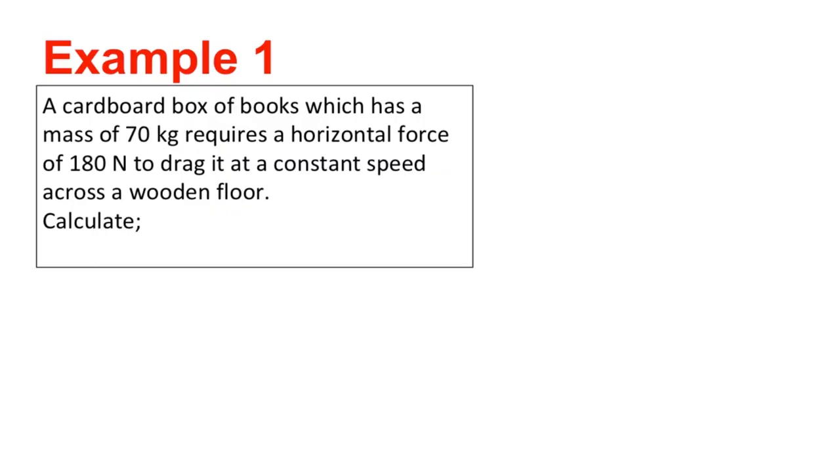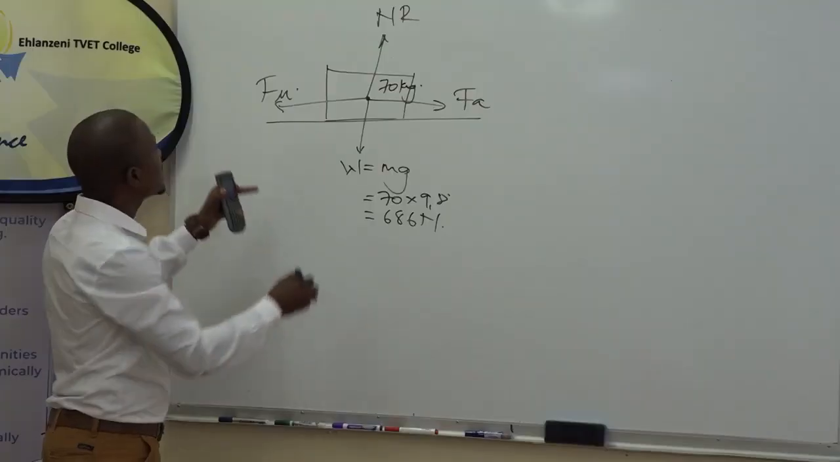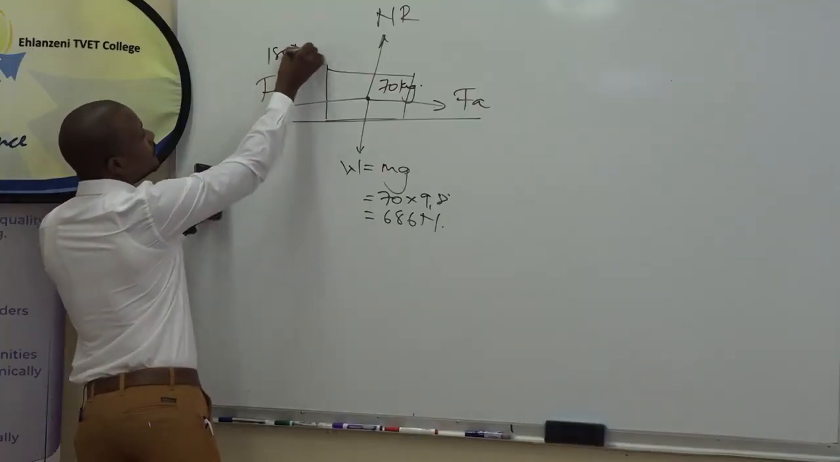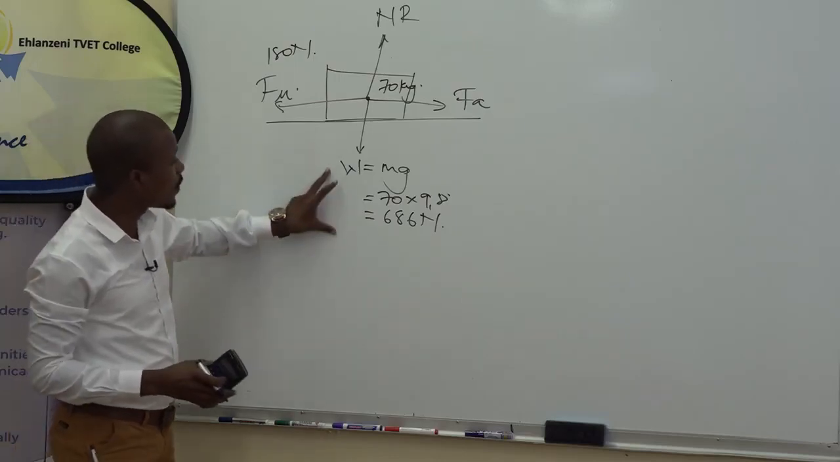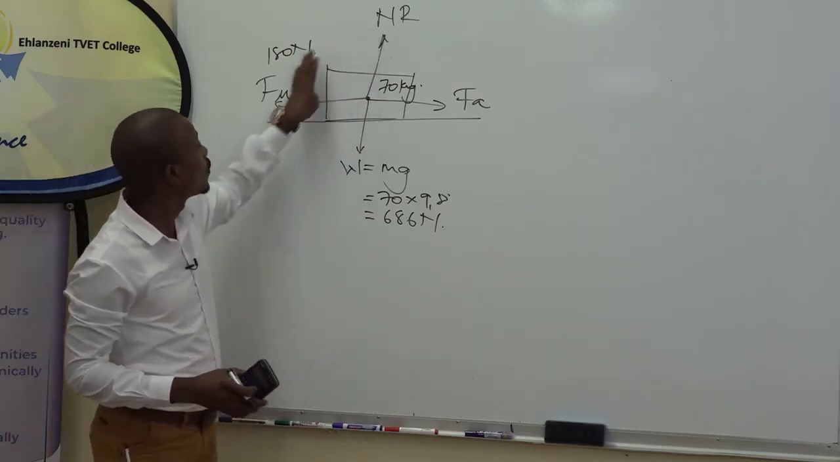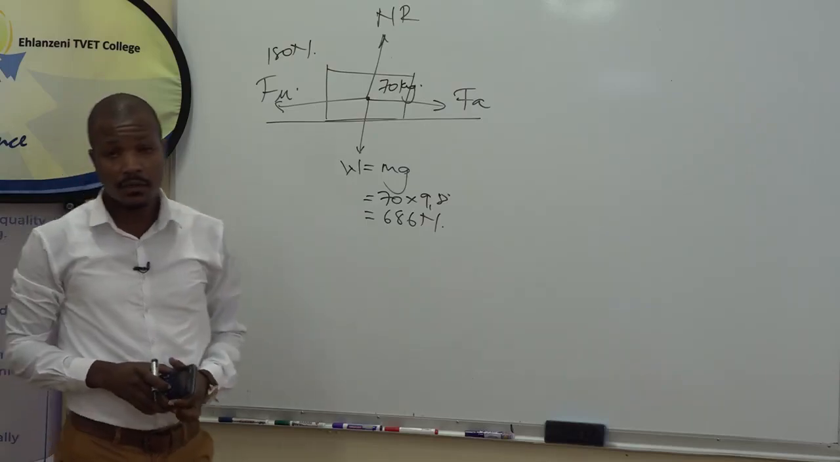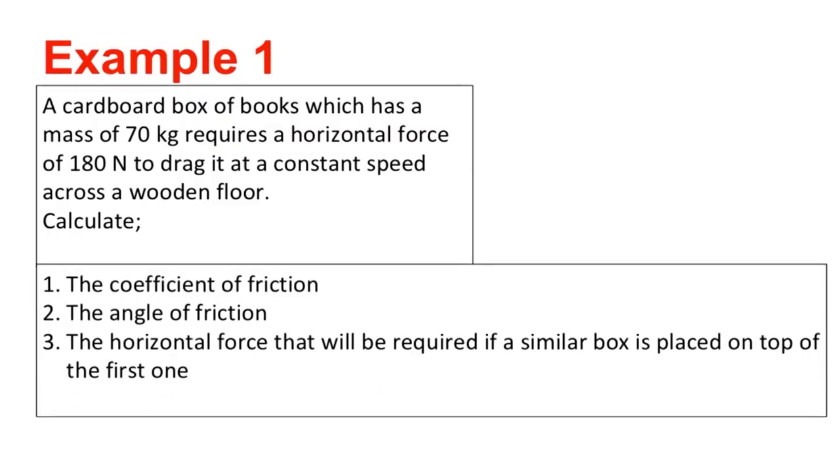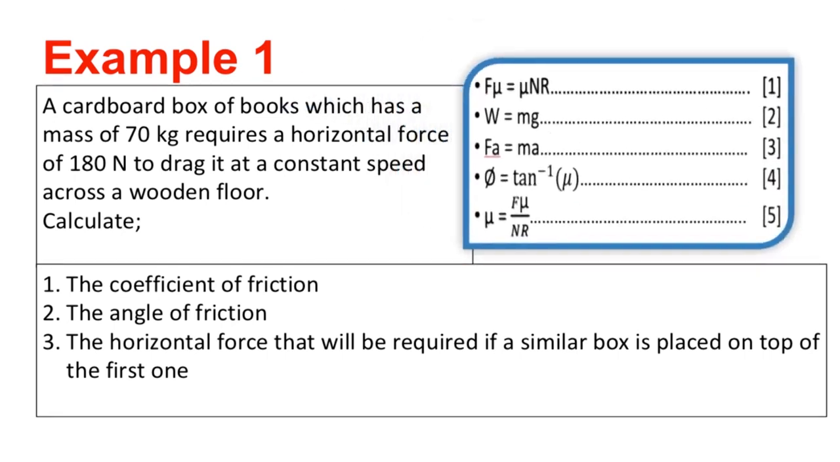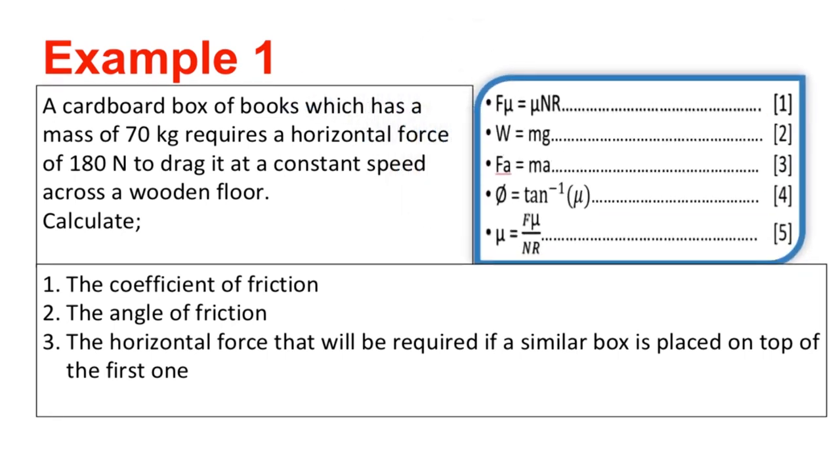If they speak of dragging this particular object at a constant velocity, this means that they've given us our frictional force. So here we have our weight, we have our normal reaction, we have our frictional force. But what is it exactly that they are looking for? Now, here are the questions. We are required to calculate the coefficient of friction.